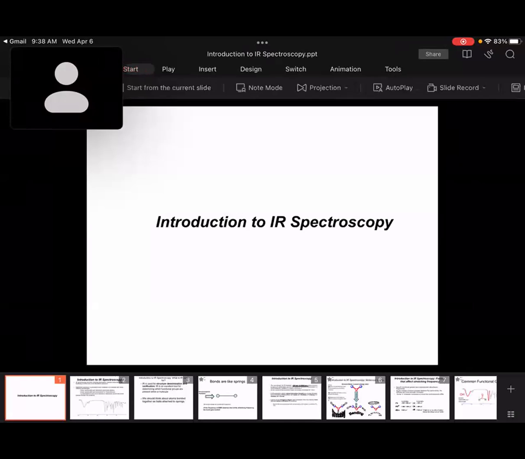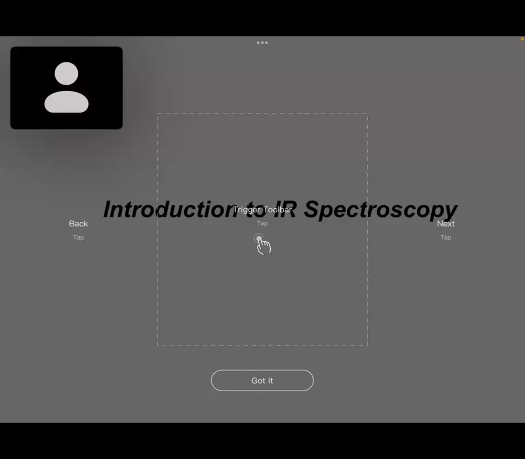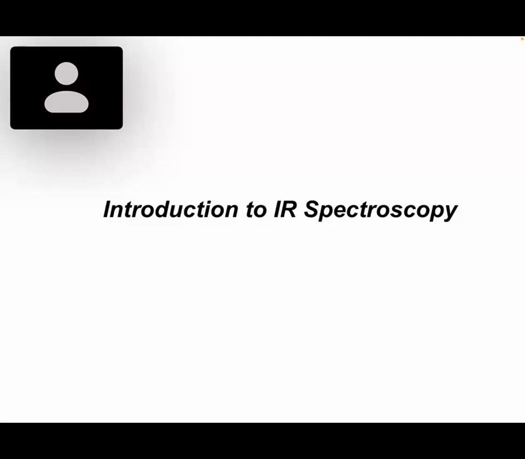All right, so we talked about this already. Infrared, we just introduced it, and we talked about it being another one of our methods for characterizing organic compounds. And the way infrared works is it allows you to identify certain functional groups that are present. Every functional group has its own signature absorbance in the infrared spectrum.